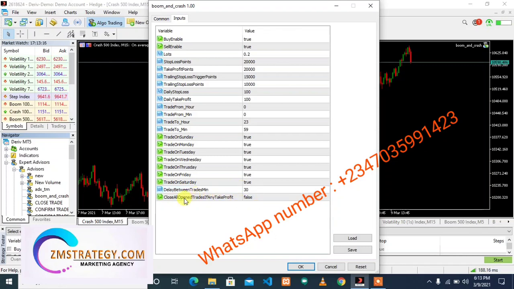And as for this one, close open trade if any take profit, it simply means that if you enable this to be true, for example the robot takes like 10 trades, or like 20 trades, and all the 20 trades are in profit, immediately the robot hits the take profit of any one of the trades, the robot is going to close all the trades automatically.